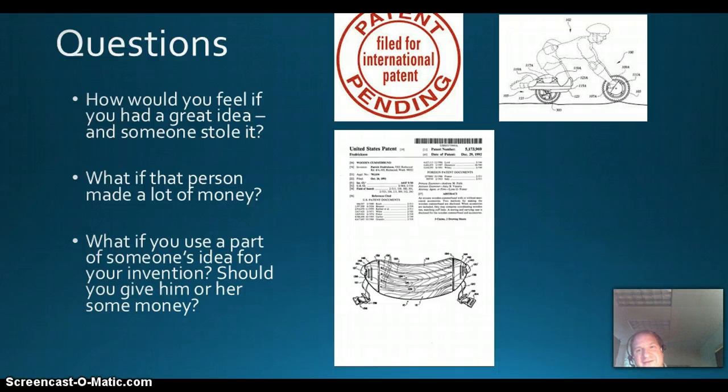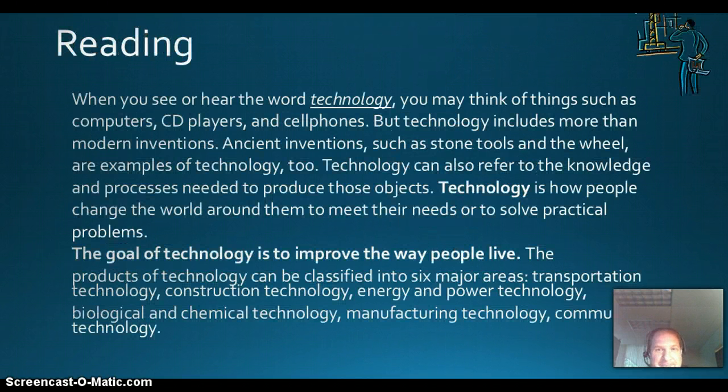So how would you feel if you had a great idea and someone stole it? Well, that's something we can talk about. Let's talk about the fact there are some truly useless patents out there. So technology is a little different. You might think of CD players, cell phones, stuff like that.